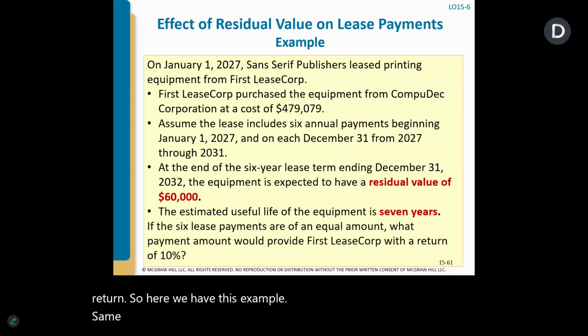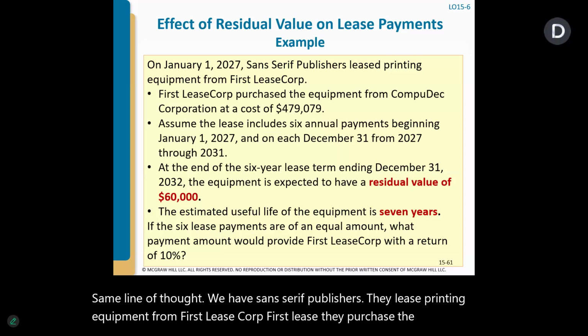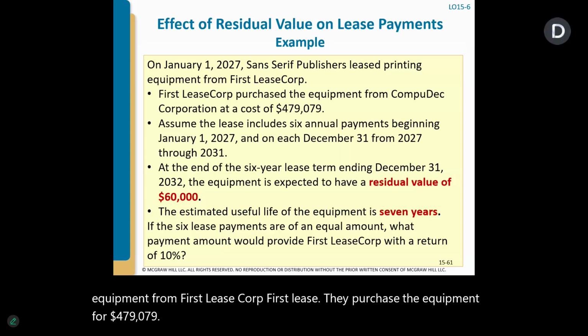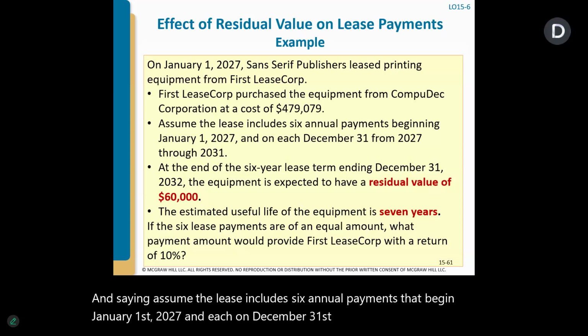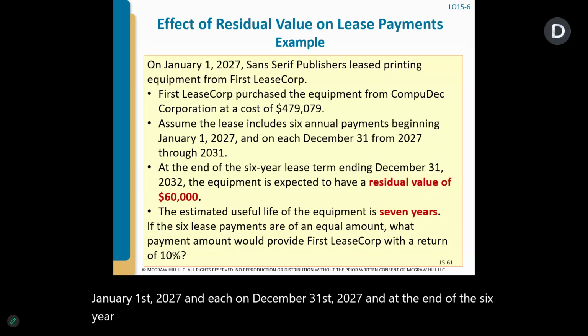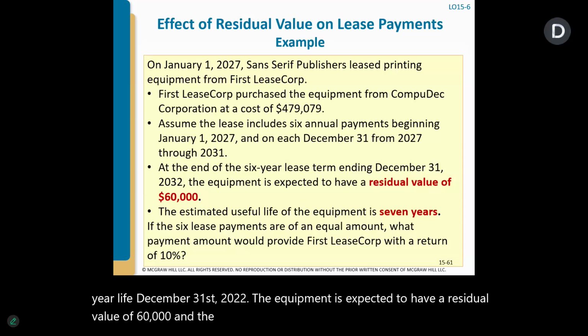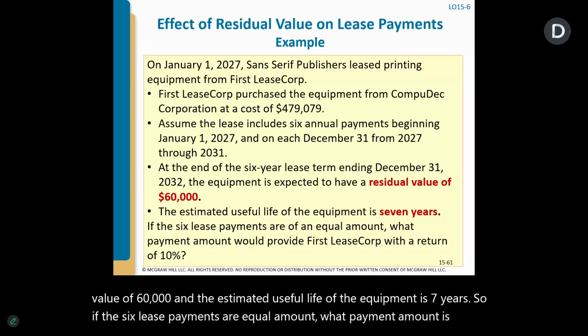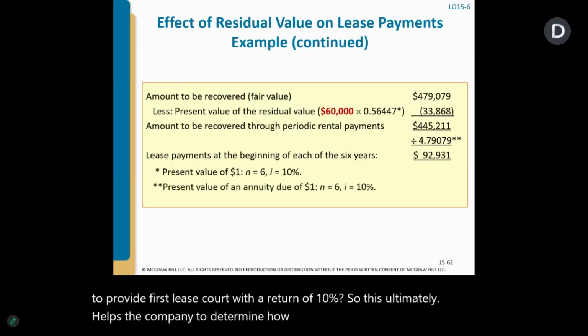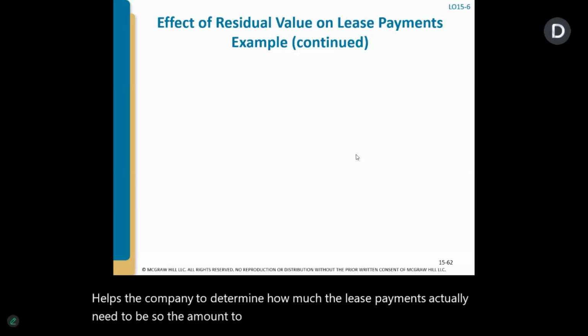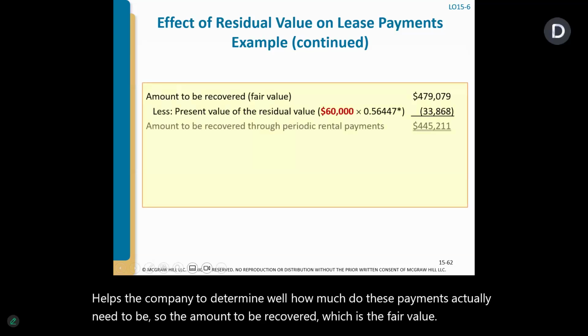Same line of thought. We have Sans Serif Publishers. They lease printing equipment from First Lease Corp. First Lease purchased the equipment for $479,079. Assume the lease includes 6 annual payments that begin January 1st, 2027, and each on December 31st, 2027. At the end of the 6-year life, December 31st, 2032, the equipment is expected to have a residual value of $60,000, and the estimated useful life of the equipment is 7 years. So if the 6 lease payments are equal amounts, what payment amount is going to provide First Lease Corp with a return of 10%? This ultimately helps the company to determine how much the lease payments actually need to be. So the amount to be recovered, which is the fair value, is the $479,000.